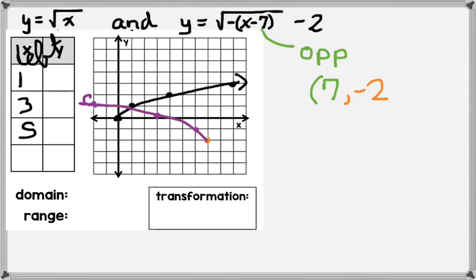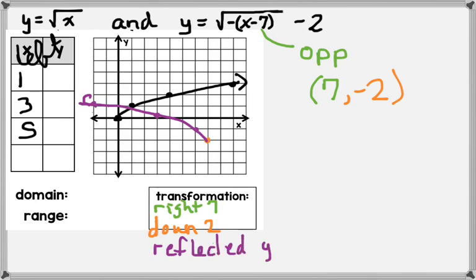So we had right 7, down 2, and we were reflected across the y-axis.